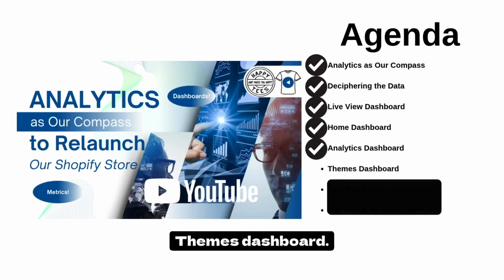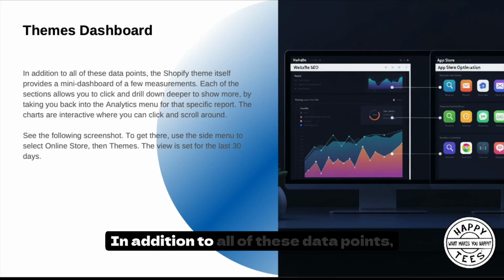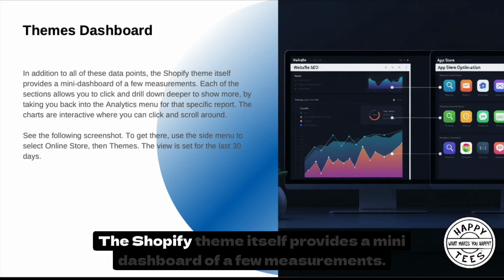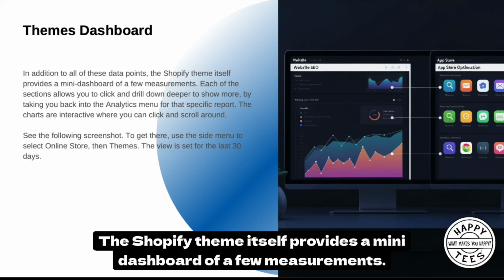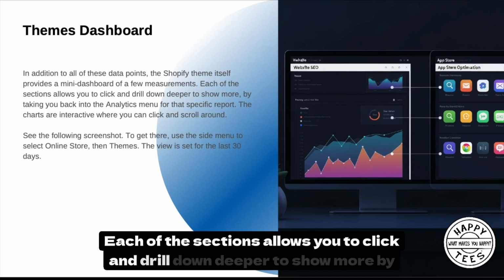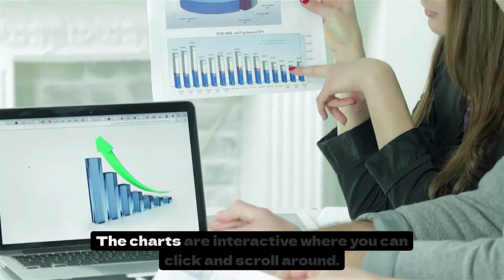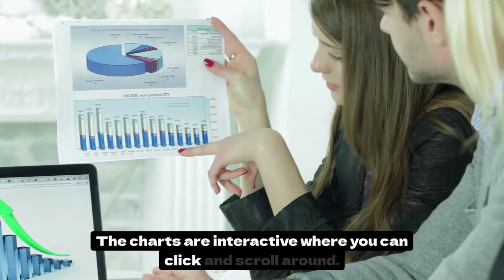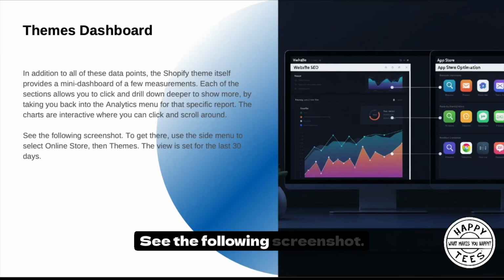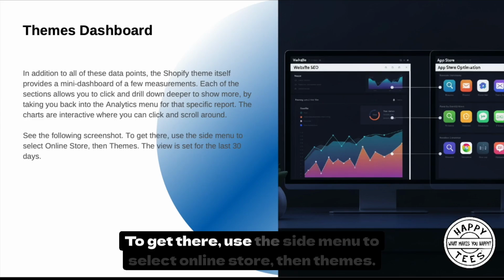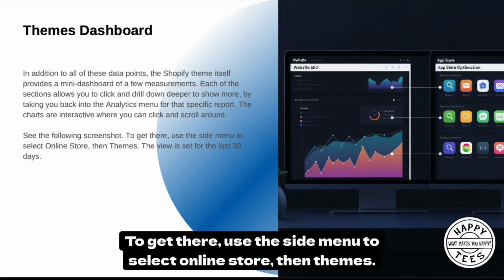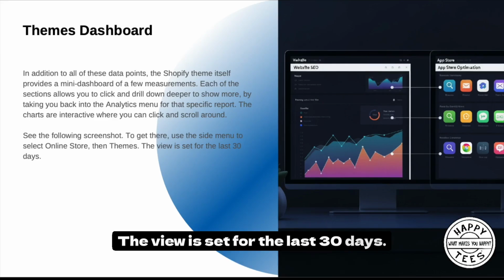Themes dashboard. In addition to all of these data points, the Shopify theme itself provides a mini dashboard of a few measurements. Each of the sections allows you to click and drill down deeper to show more by taking you back into the analytics menu for that specific report. The charts are interactive, where you can click and scroll around. See the following screenshot. To get there, use the side menu to select Online Store, then Themes. The view is set for the last 30 days.